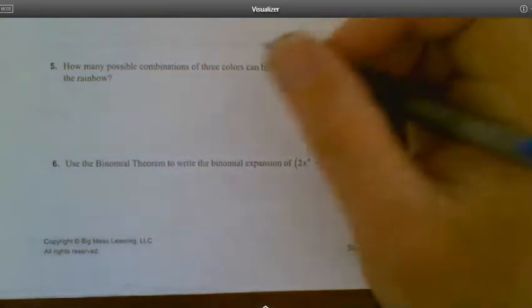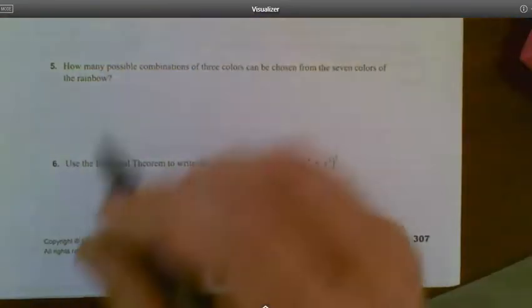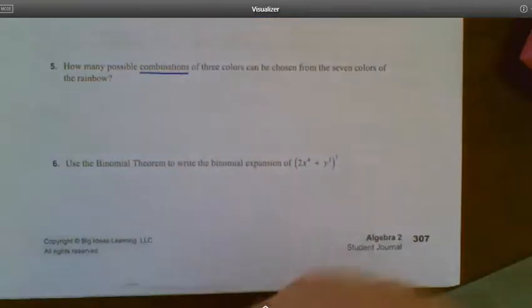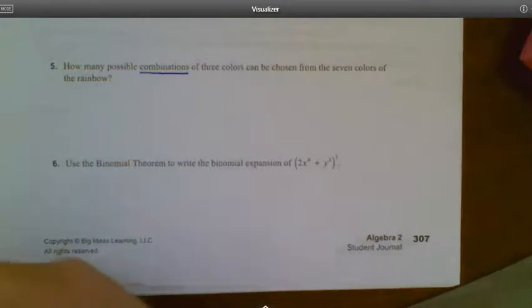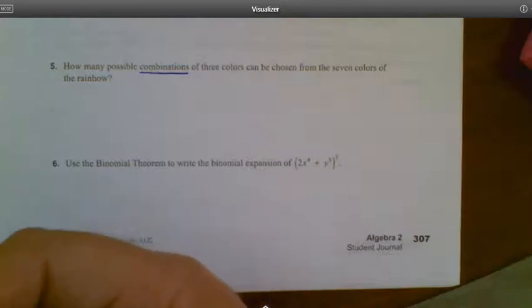Sometimes they're nice and obvious, like on this one I don't have to figure out whether this is a permutation or a combination because it just flat out tells me that it's a combination. But remember, if you weren't sure by the wording of it, you might have to interpret whether or not there's an order. So if there's an order to it, that's what would make it a permutation. If it's just a group, then it's a combination.